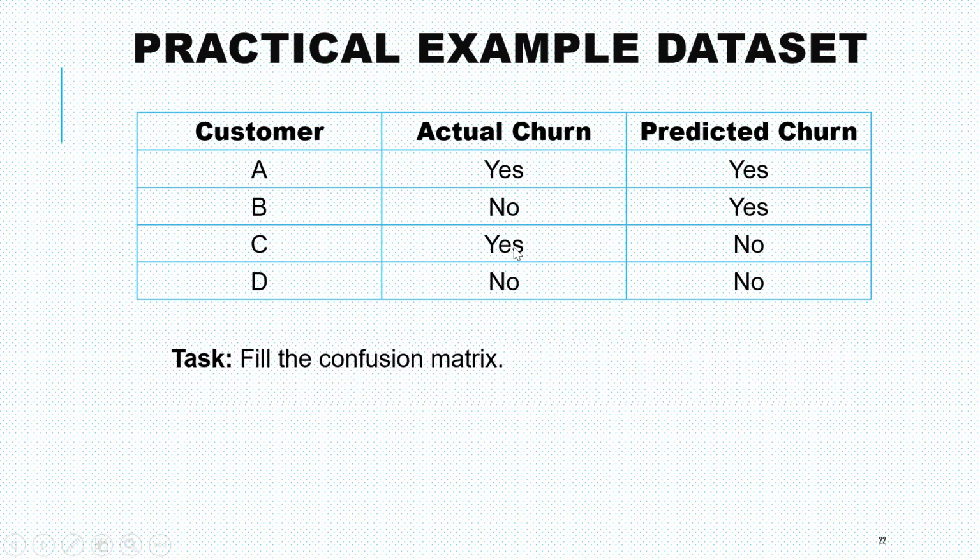C, the actual is yes, and it predicted what? No. False negative. Who was saying false? It's true negative. D, the actual is no, and it predicted what? No. True negative. So what's the difference between your C and D?